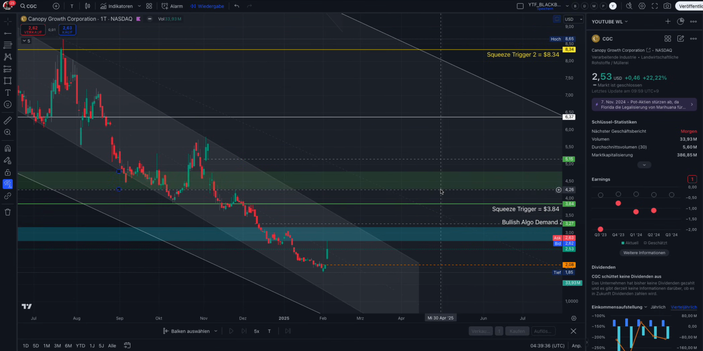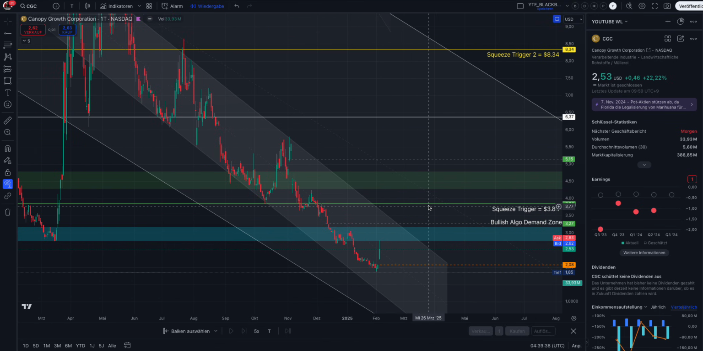We have just two squeeze trigger price levels. The first one is $3.84. So when Canopy Growth can squeeze with volume above $3.84 and can hold this price, then we can see the first squeeze attempt. Everything between $5 and $8.34 is possible. $3.84, $8.34, so don't mix that up. It's not a typo, it's really like that.